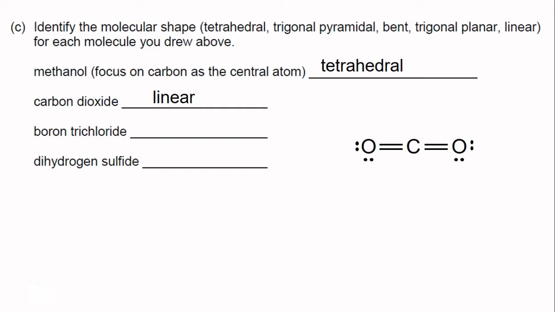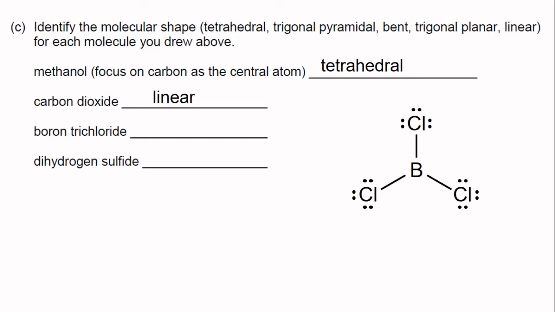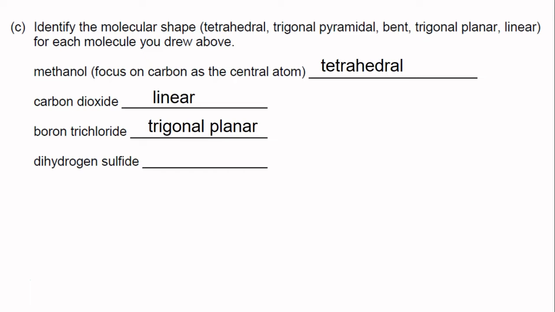The shape of the boron trichloride molecule is not trigonal pyramidal, it's trigonal planar. There's no lone pair of electrons on the central atom. And then finally, H2S, dihydrogen sulfide, would be bent because of the lone pairs on the central atom.